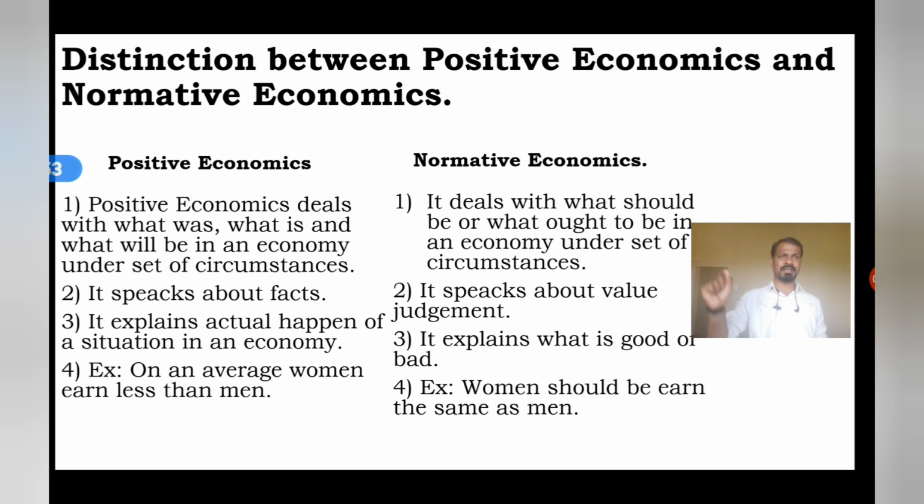For example, in 1947 what kind of situation we had in the economy, that is spoken about by positive economics. In 2020 what kind of situation we are having in our economy, that is spoken about by the same positive economics. And the same positive economics says what will be in the economy under certain circumstances. In 2025, what kind of economy we will have, that is spoken about by positive economics. It deals with past, present and future circumstances in the economy.